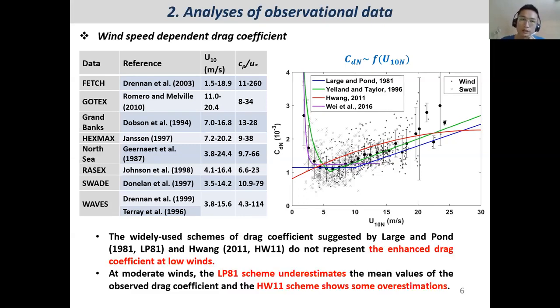However, the widely used schemes such as Large and Pond and Haung do not represent the enhanced drag coefficient at low winds. At moderate winds, Large and Pond, indicated by the blue line here, underestimates the mean values of the observed drag coefficient, and Haung's formula, indicated by the red line, shows some overestimation. We are going to talk about this later.